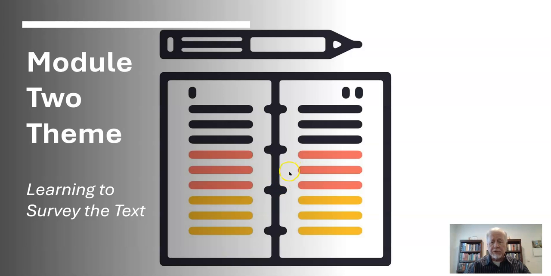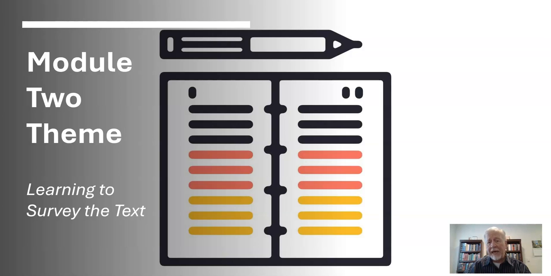The Module 2 theme is learning to survey the text. So when we're talking about surveying the text, we're really talking about getting down to analyzing paragraphs, sentences, etc. So we really need to begin there at the smaller units of the text when it comes to our exegesis, our hermeneutics when it comes to the text of Scripture.